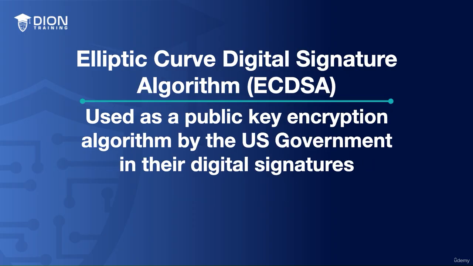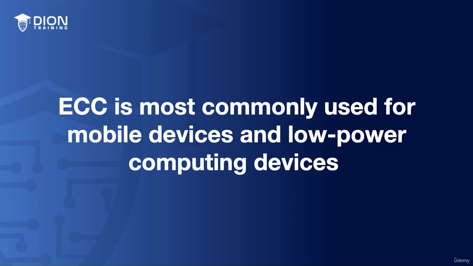ECDSA, or the elliptic curve digital signature algorithm, is going to be used as a public key encryption algorithm by the US government for all of their digital signature needs. Now, whenever you hear the term elliptic curve cryptography, or ECC, I want you to remember that ECC and all of its variants are most commonly used for mobile devices and low-power computing devices because they give you an equivalent level of protection to other asymmetric algorithms with a lower key size, which means they require less processing power to encrypt and decrypt the data.